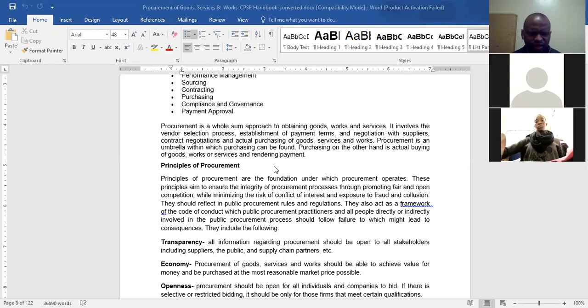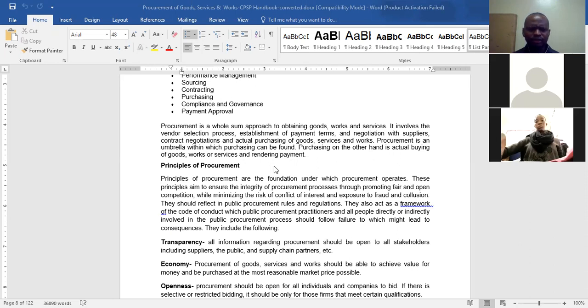It involves the vendor selection process, establishment of payment terms, negotiation with suppliers, contract negotiation, and actual purchasing of goods and services. As you can see, procurement basically takes every activity in the organization very seriously, from negotiation, from payment terms, from processes, and what have you. And that's why we are saying that procurement is a wholesome approach.